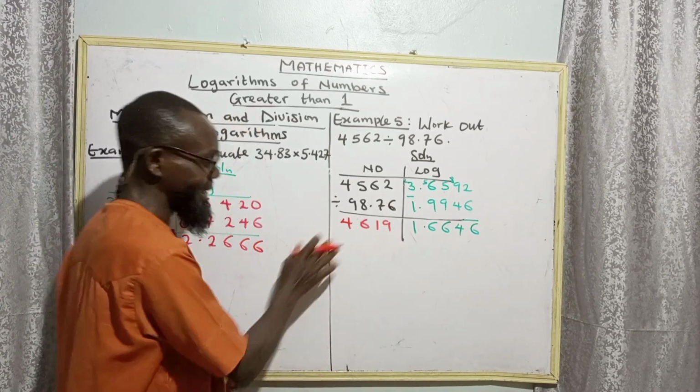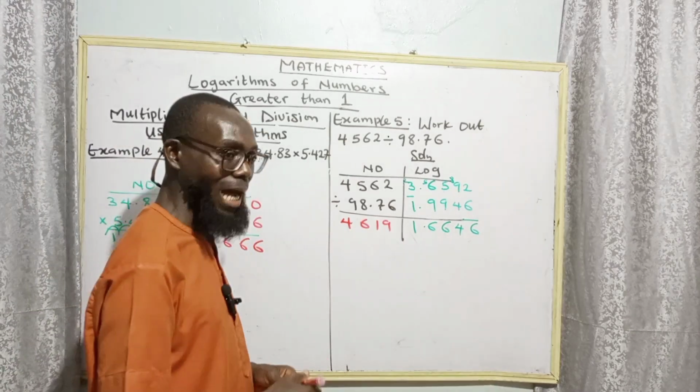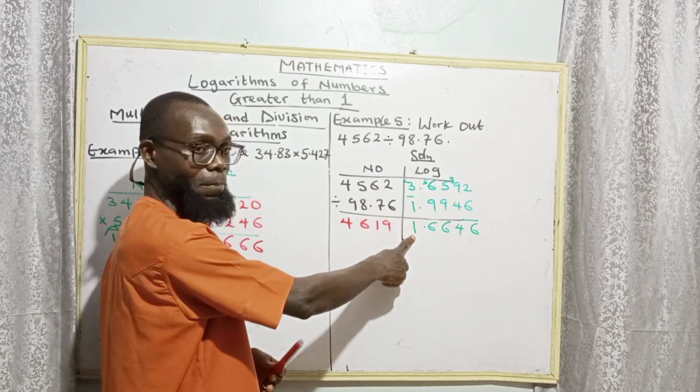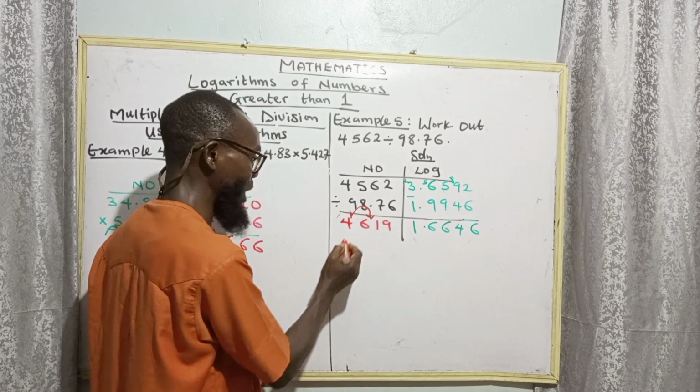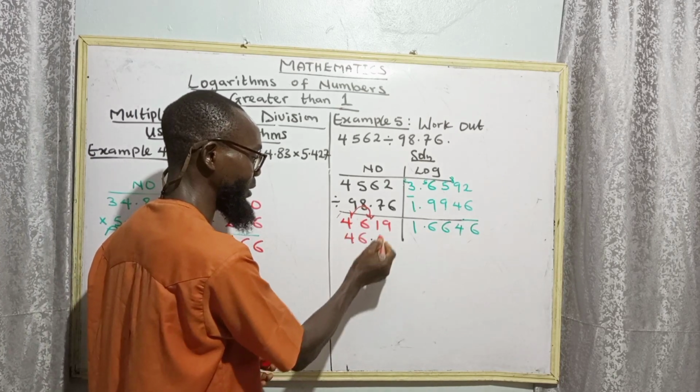4619. Now, to determine our decimal points, you add 1 to this integer here, making 2. Then you shift twice. 1, 2. So we have 46.19.